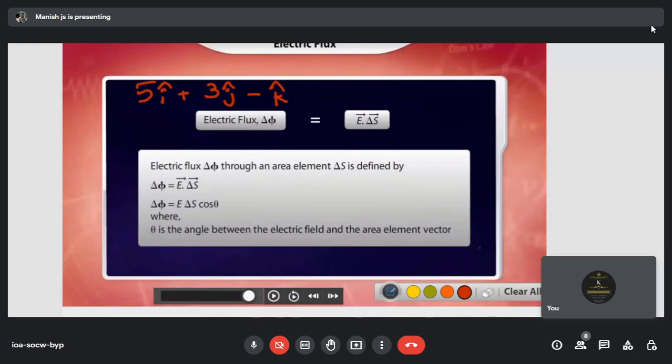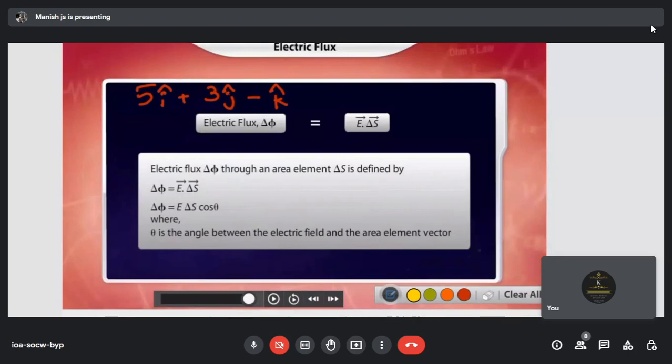So I'm representing a vector 5i cap plus 3j cap minus k cap. What would be the magnitude of this vector? Yes? Root 35. Okay. How did you get the answer? Anybody? How are you getting it?